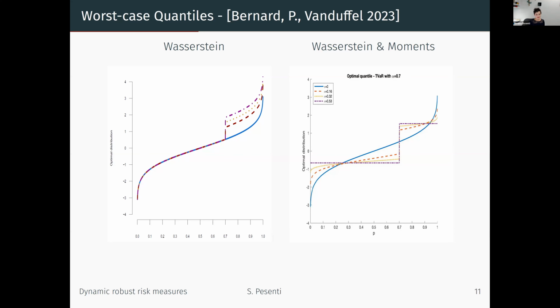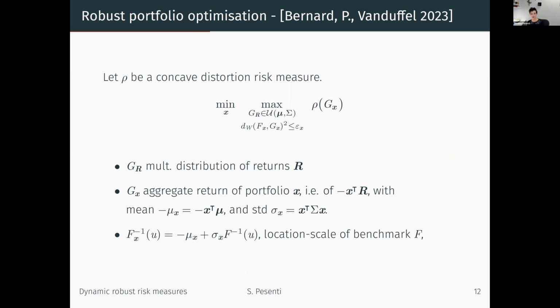Yeah, so this was kind of an illustration of what the worst case risk measures look like if you have different uncertainty sets. As an illustration, I wanted to look at portfolio optimization. Of course, these worst case risk measures you can generalize to general distortion risk measures that are not necessarily coherent. So this is one example where we look at a variation of a classical setting of robust portfolio optimization.